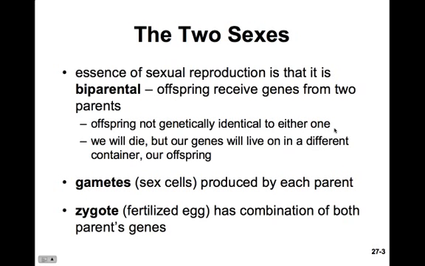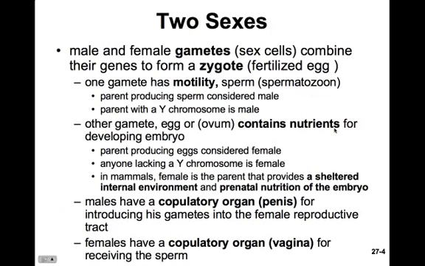So the essence of sexual reproduction is that it's biparental. So offspring receive genes from two different parents. Offspring are not genetically identical to either parent, but they do contain genes from both parents. Eventually, we die, and our genes will live on in a different container in our offspring. The gametes are produced by each parent. These are the sperm and the egg. When the sperm meets the egg, we form a zygote, which has a combination of both parents' genes.